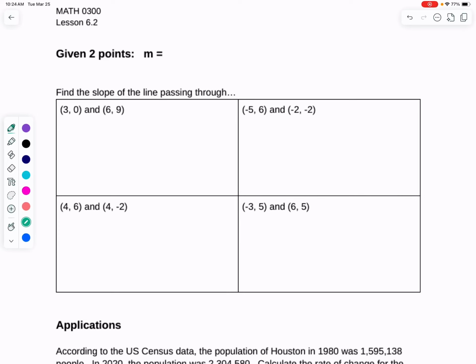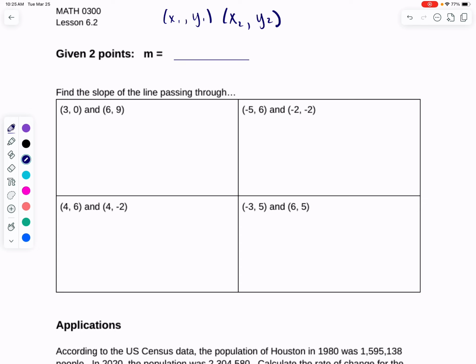Now let's take a look at how to calculate slope given 2 points. We have a formula for that. If you have 2 points, let's call them x1, y1, and x2, y2. All of that in my pen won't write. There we go. You plug it in your slope formula.